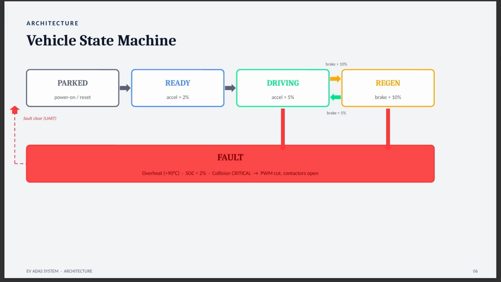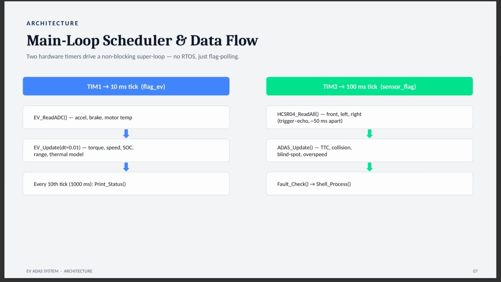Now understanding the vehicle state machine. This is the parked state, then ready, driving, regeneration. In regeneration, whenever the car uses braking, the unused power is sent to the charging system. And then we can understand the timers here.